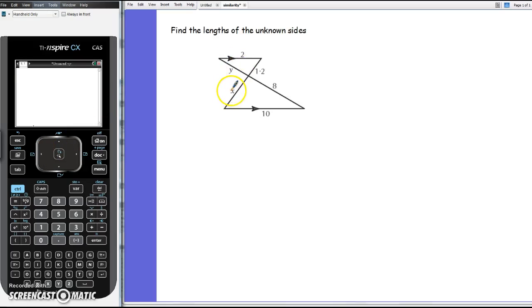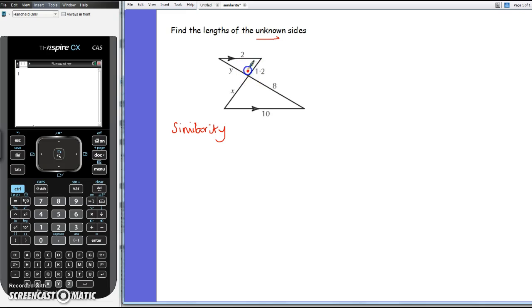In this example, we have to find the length of our unknown sides. In this case, we've got two unknowns, and hopefully we would use a method of similar triangles. So the first thing we need to do is check for similarity in the first place. Now, we probably would be best to look at our angles here.